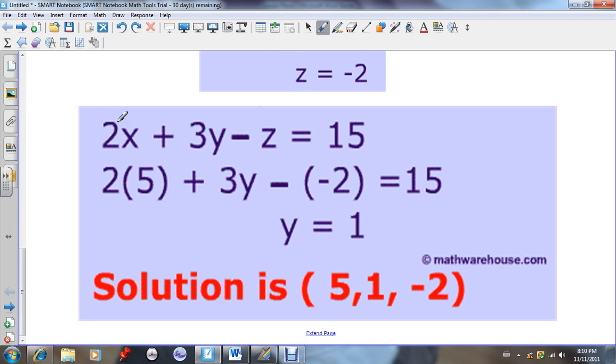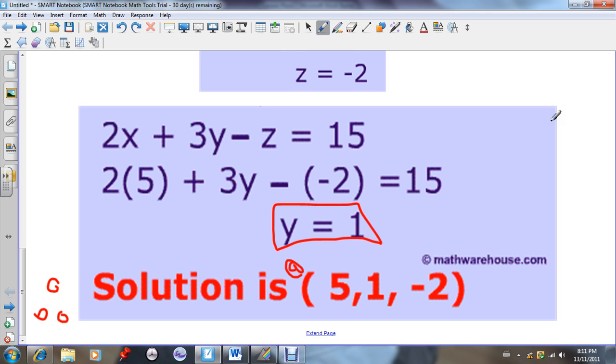2x plus 3y minus z equals 15. You get 2 times 5, which was your x, plus 3y minus a minus 2 was 15. Solve that out, ladies and jelly beans, and you get y is minus 1. Therefore, you got the 3 variables. You write your solution as a point. Solution is at 5, minus 1, and minus 2. How easy is that, man? That is pretty darn easy.